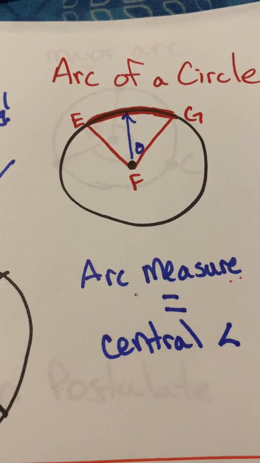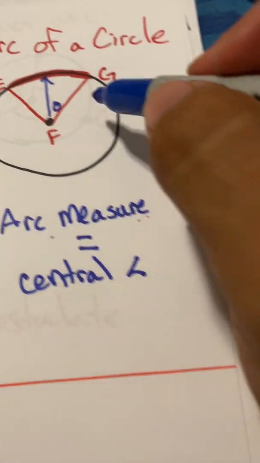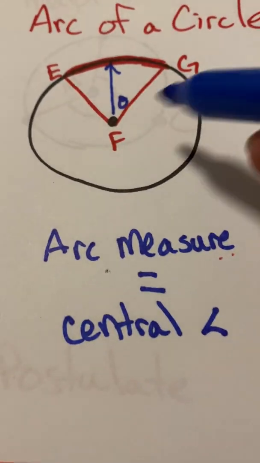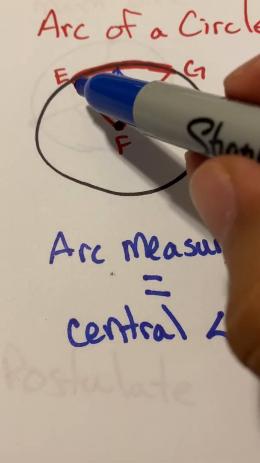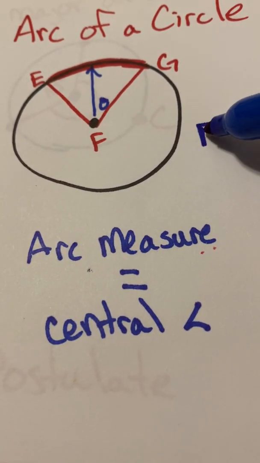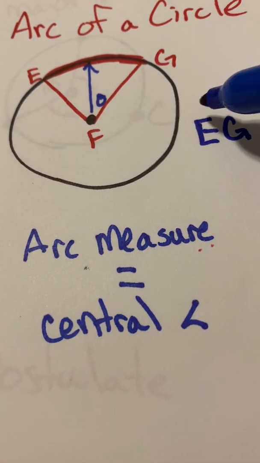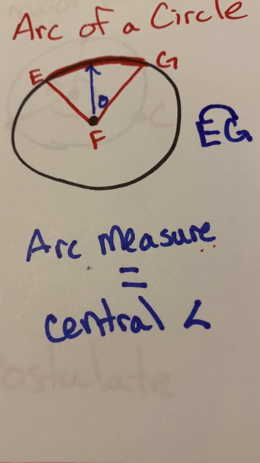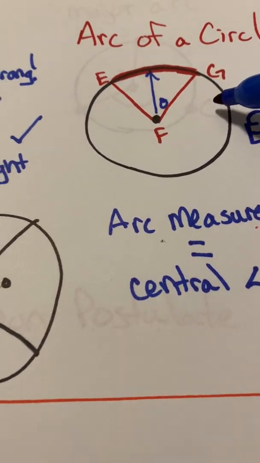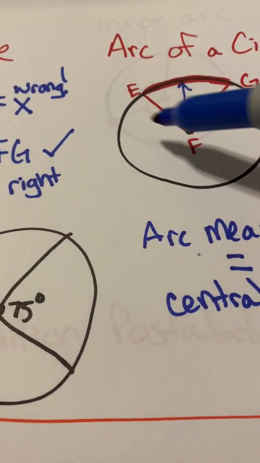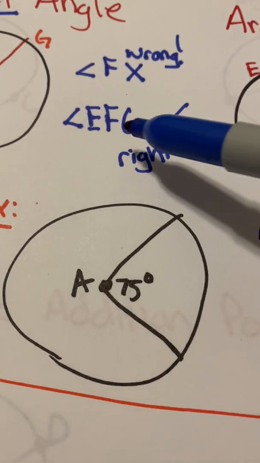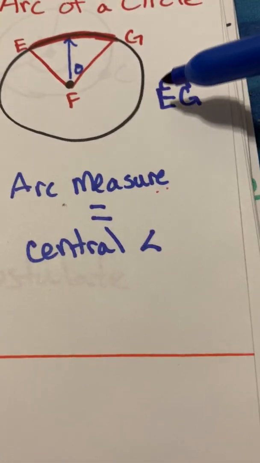That takes me to my next point. When we label arcs, this is how we're going to be labeling them. So if I'm saying arc EG, then we're just going to write out those 2 letters, EG, and we're going to connect them with a little arc. So that's how I would say arc EG. That way you don't get confused between angle EFG and arc EG. Those are 2 different things. So we have angle EFG and arc EG.